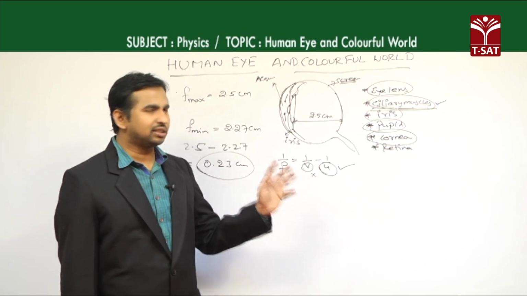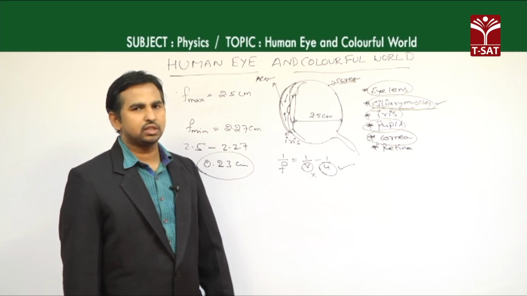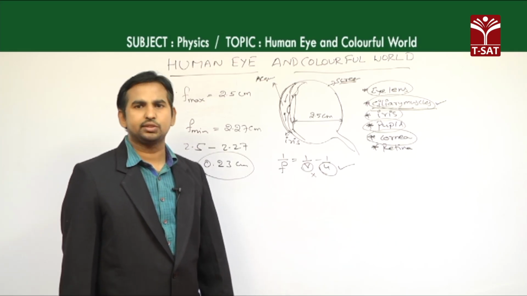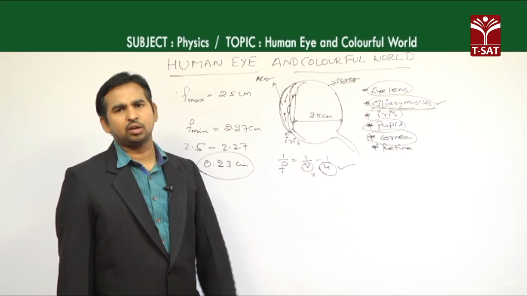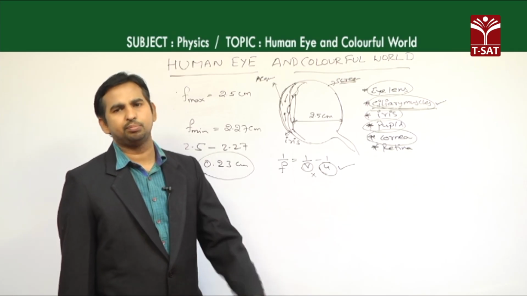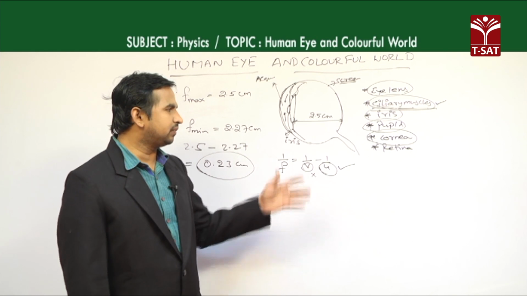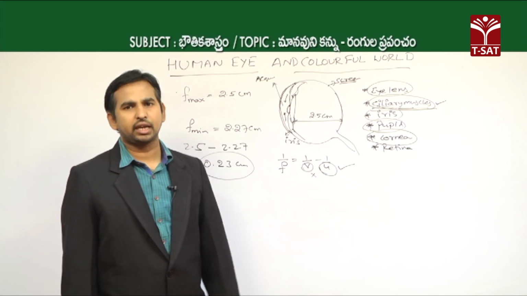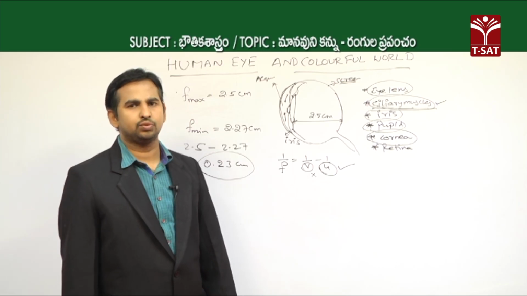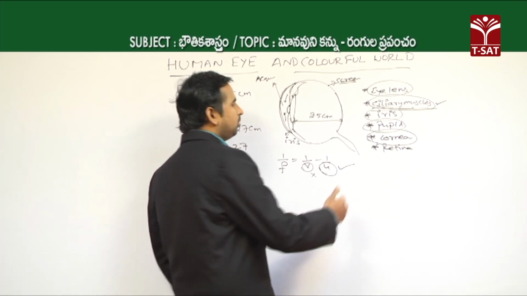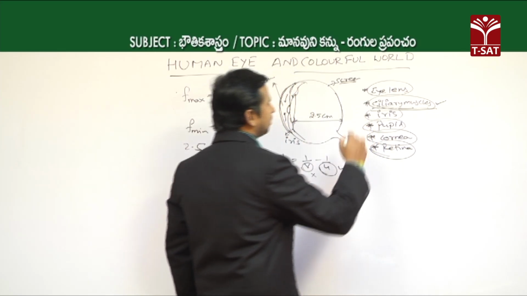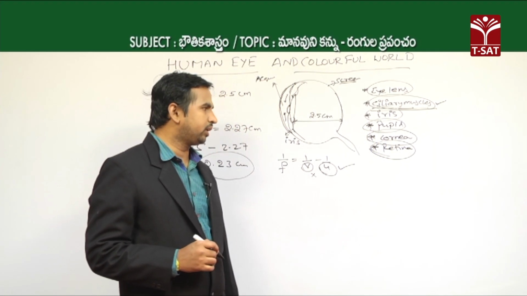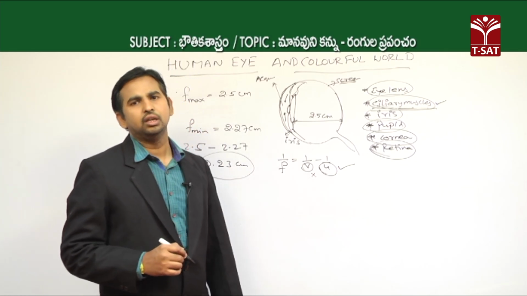But remember, on the retina, as the convex lens forms a real image, the image formed is an inverted image, and it is taken up by the optical nerves, which send the message to the brain. That is the work done by our retina. So retina acts like a screen in our eye. These are the importance of each part: the ciliary muscles, iris, pupil, cornea, and retina.